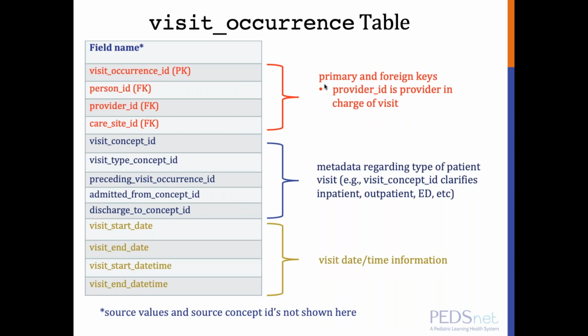And this is another example of one of the fact tables in the common data model. The visit occurrence table captures all of the patient's visits. So again, you see that person ID in there because one person can have many different visits in the healthcare system, but you can find in the visit occurrence table different information about that distinct visit. So each row in this table is a distinct visit for all of the patients.